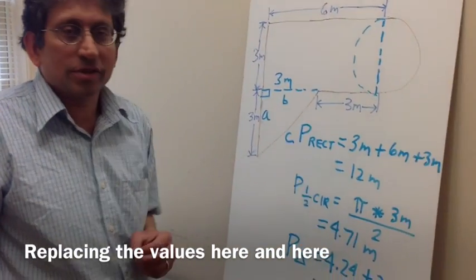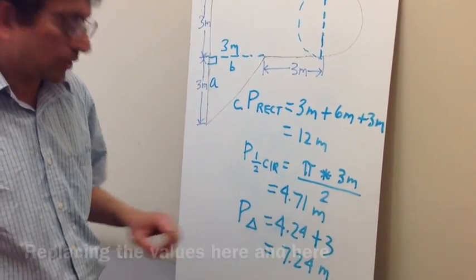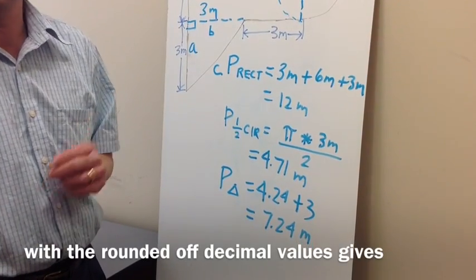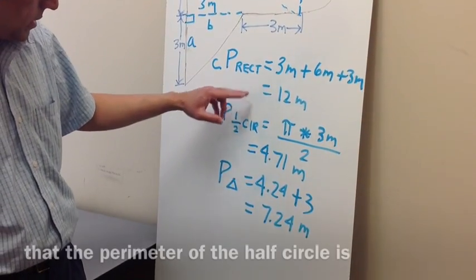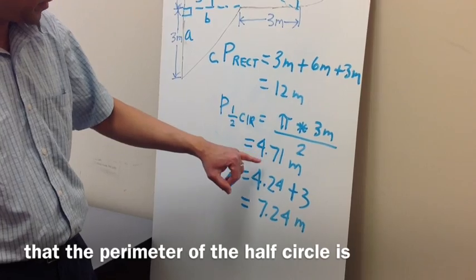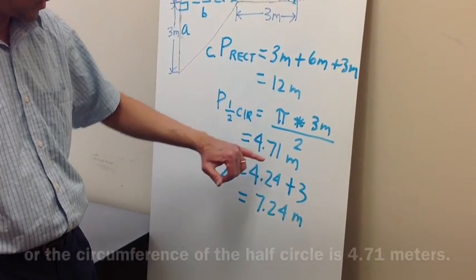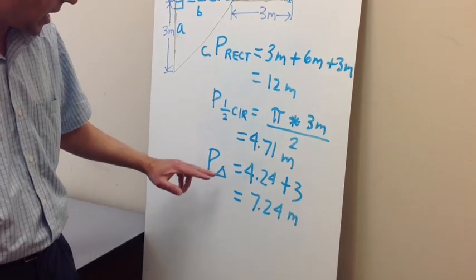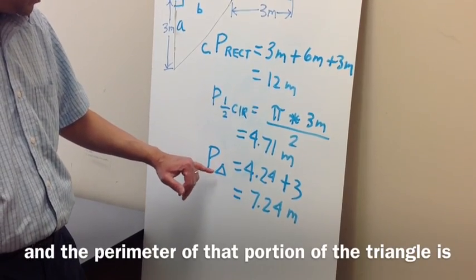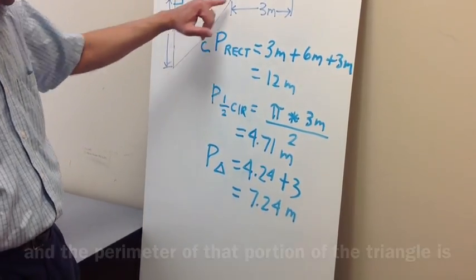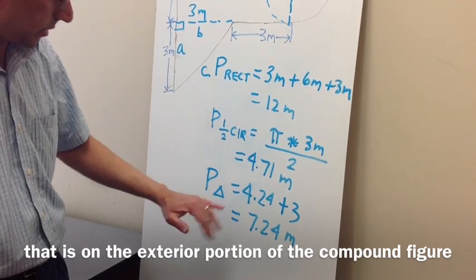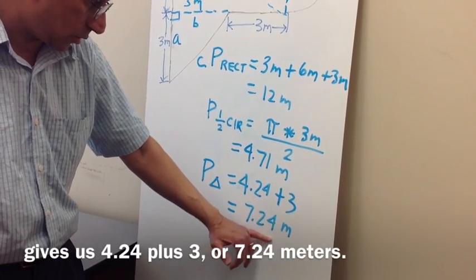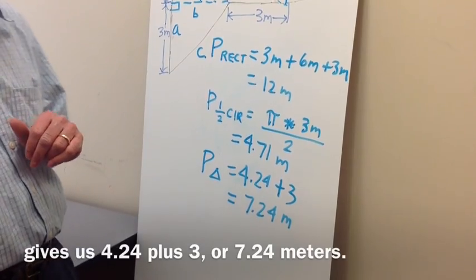Replacing the values here and here for the half circle and triangle with the rounded off decimal value gives us that the perimeter of half of the circle, or the circumference of half of the circle, is 4.71 meters, and the perimeter of that portion of the triangle that is on the exterior of the compound figure gives us 4.24 plus 3, or 7.24 meters.